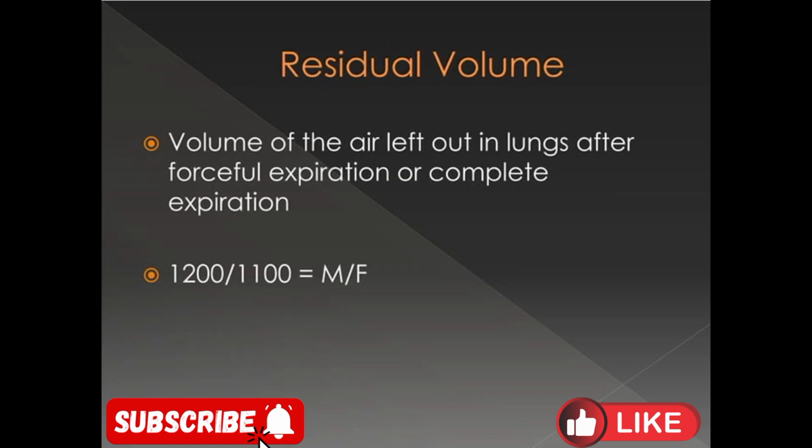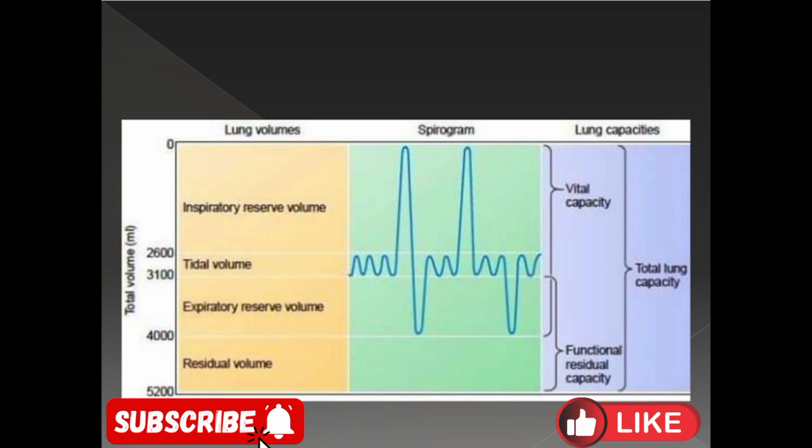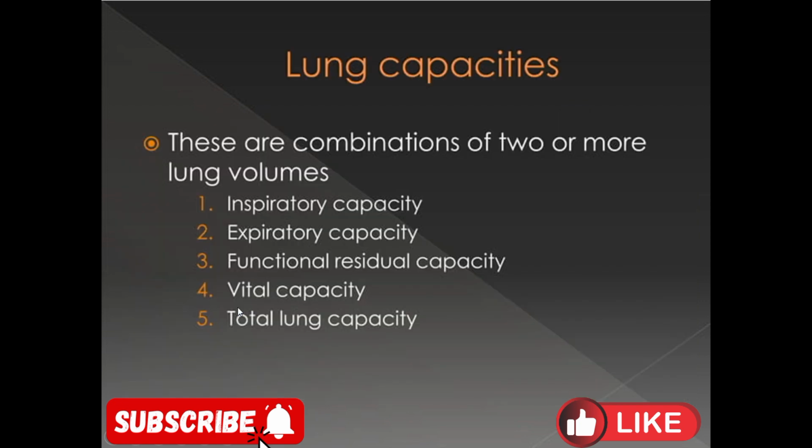What is residual volume? After the tidal volume as well as the expiratory reserve volume, the amount of air left in the lungs is known as residual volume. So it is 1200 ml in males and 1100 ml in females. In this diagram, you can see different types of lung volumes: inspiratory reserve volume, tidal volume, expiratory reserve volume, and residual volume.